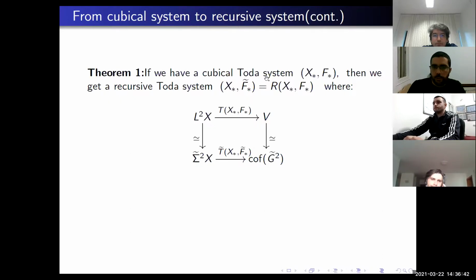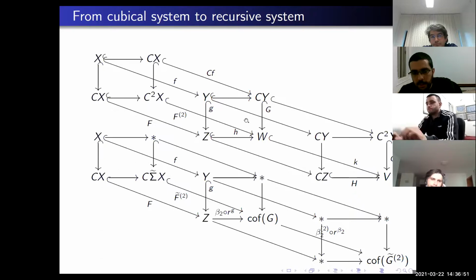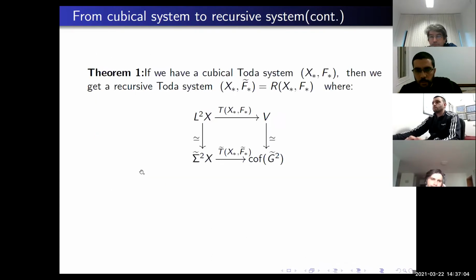So if we have a cubical Toda system, we can get a recursive Toda system in a natural way. Why? Because I apply a natural operation, the cofiber, here and here. So as to get a recursive Toda system. So we get it in a natural way.